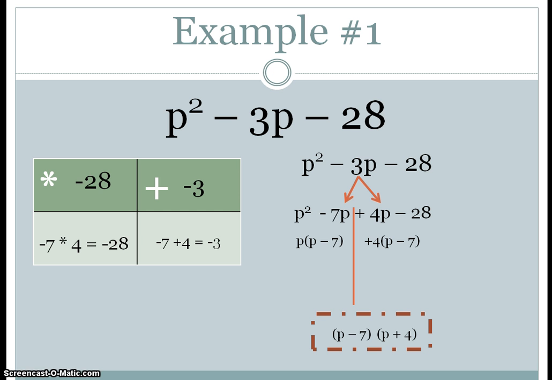And this would be your final answer, p minus 7 times p plus 4. You can always check your answers by going back and multiplying them through.